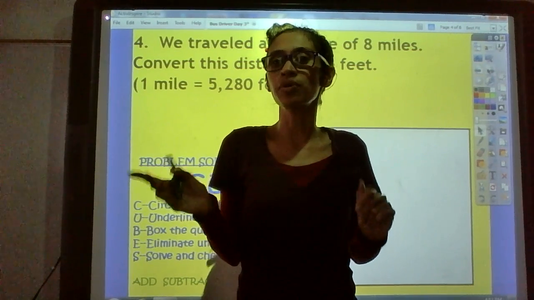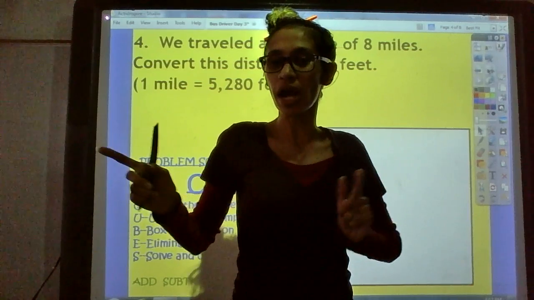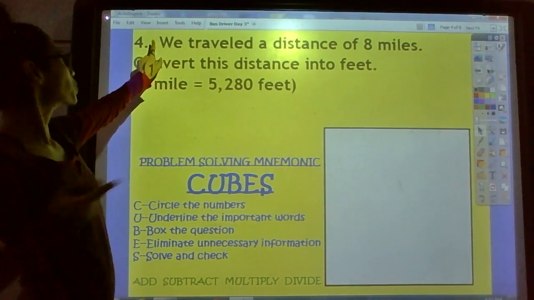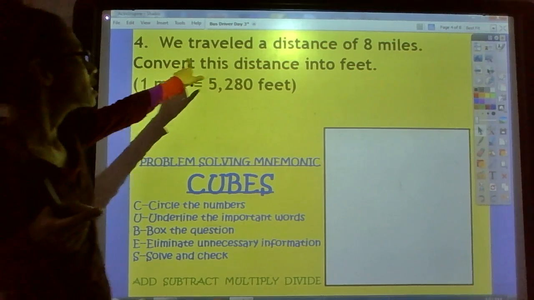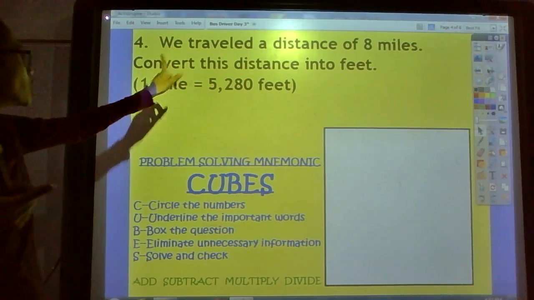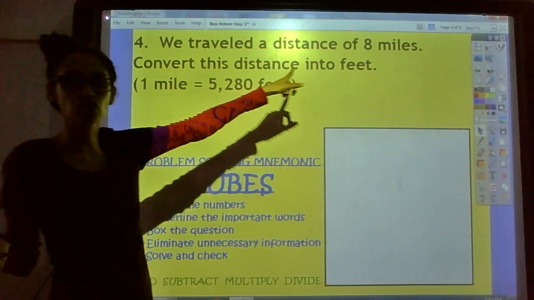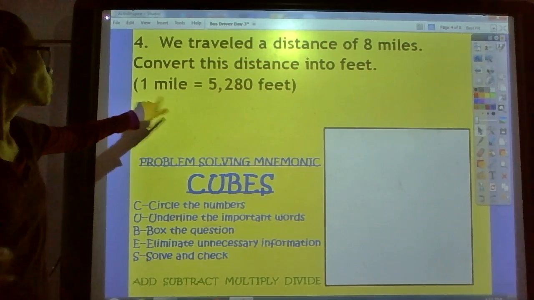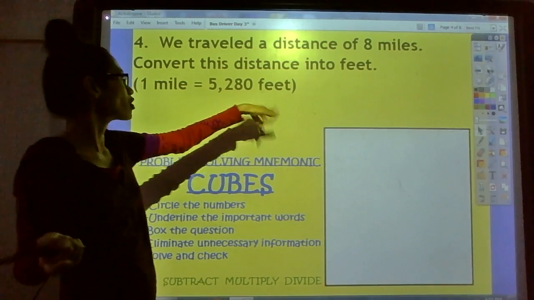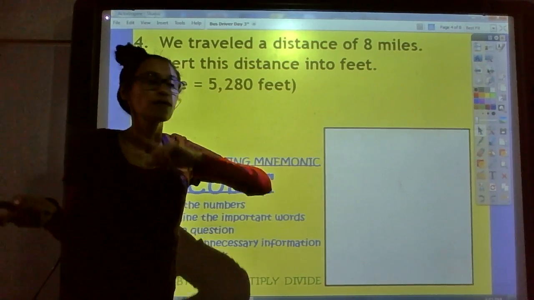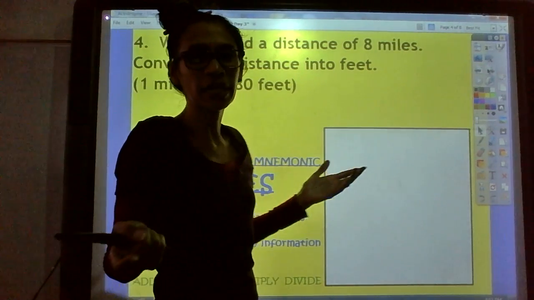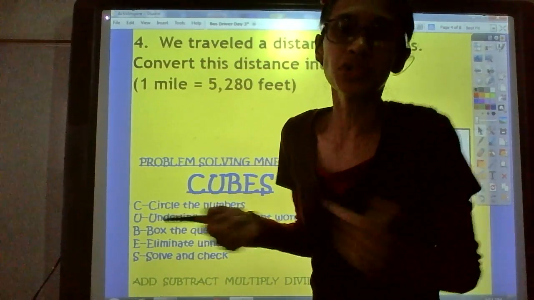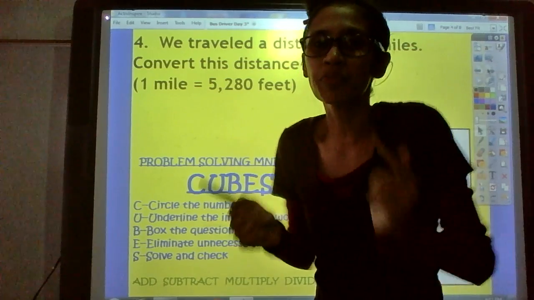This is question number 4. Let's begin by reading the question. Read it with me. It says, we traveled a distance of 8 miles. Convert this distance into feet. And here's a conversion factor. 1 mile equals 5,280 feet. So to begin, to work it out, we can use our CUBES clues to work out the problem.